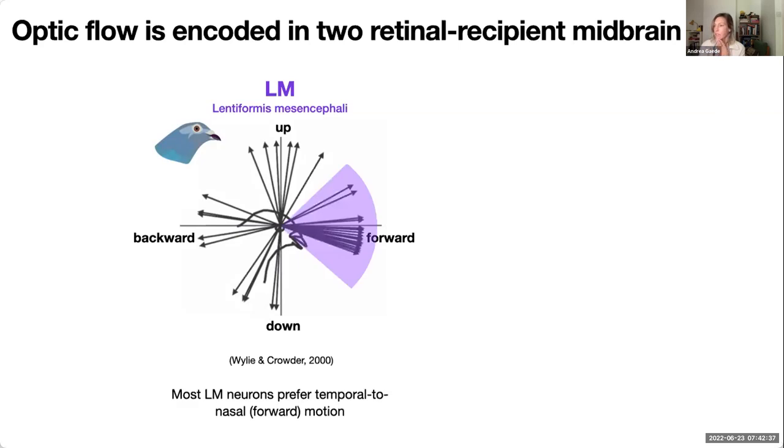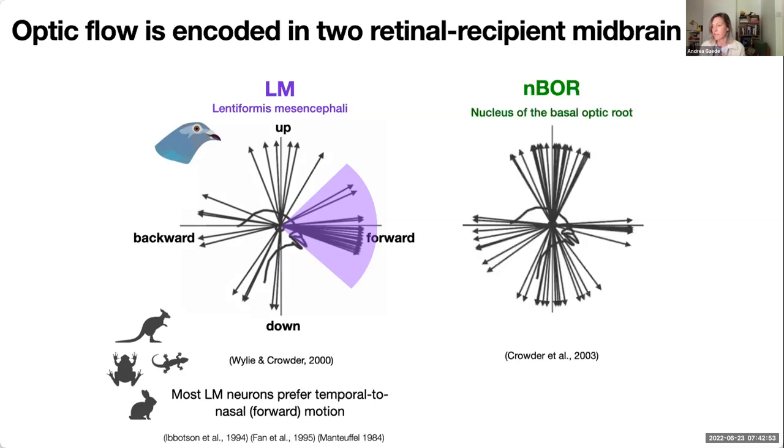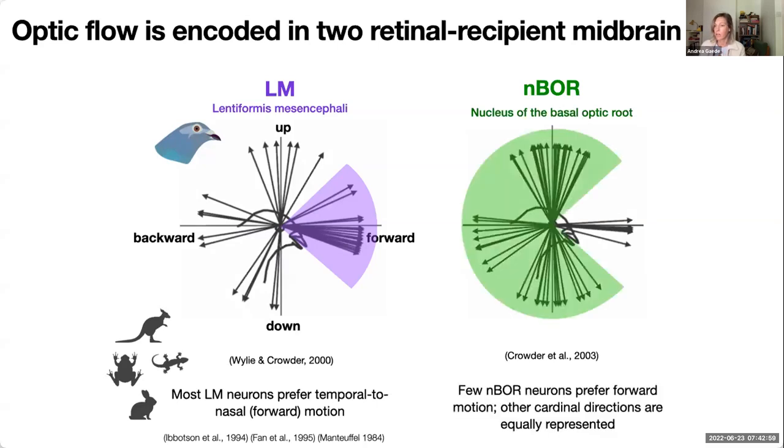As it turns out, most LM neurons prefer forward motion, or temporal-to-nasal motion. This pattern is observed in essentially all vertebrates tested to date. Conversely, in the nBOR, very few neurons prefer forward motion, but the other three directions are represented. Together, these two nuclei complement each other and cover all axes of optic flow.